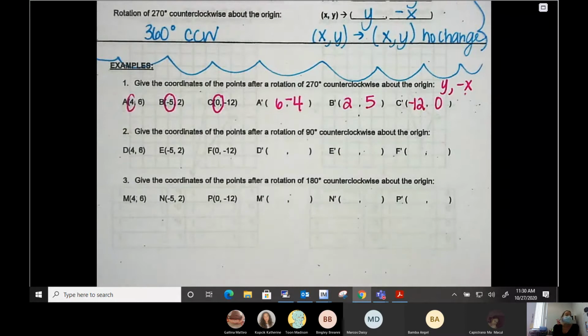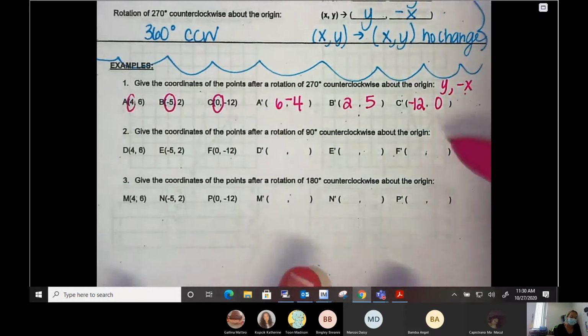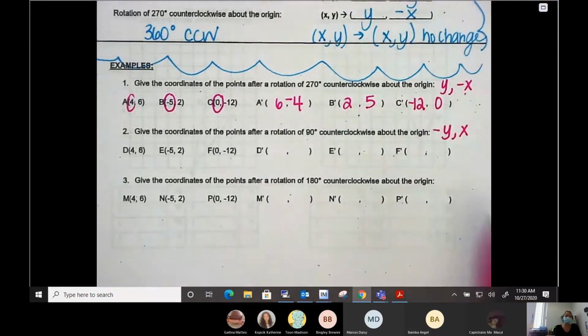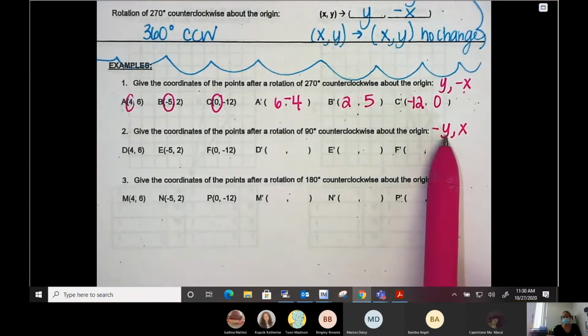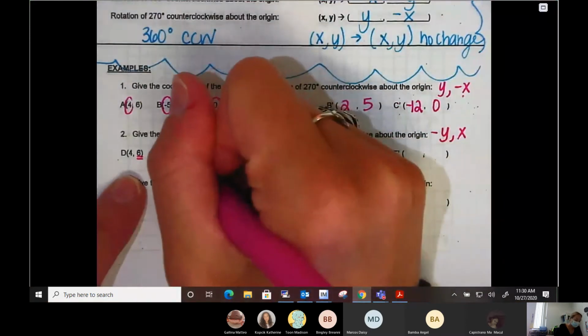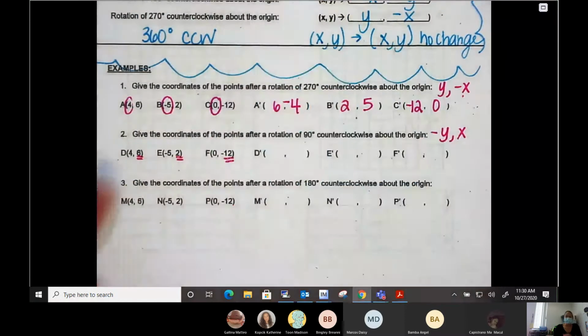Good. Now, number 2, give the coordinates of the points after a rotation of 90 degrees. So for this one, your X's and your Y's trade places, except this time your Y's will change signs. So I'm going to circle or underline all of my Y values. Those are the ones that are going to change this time. All right, so they trade places, and the ones I just underlined change signs.